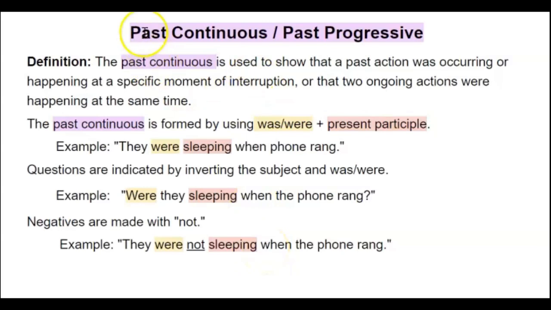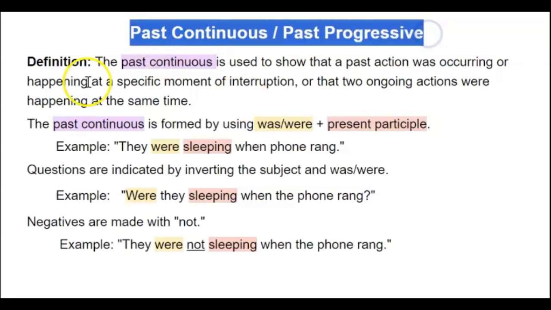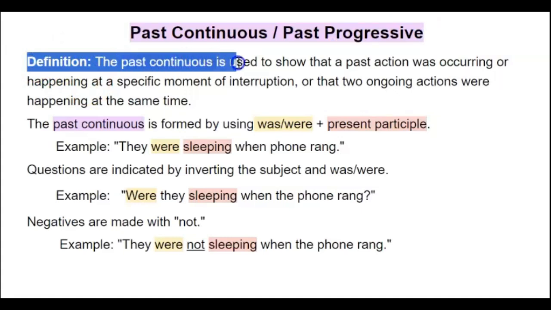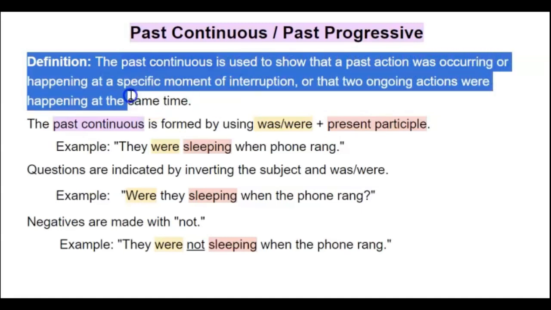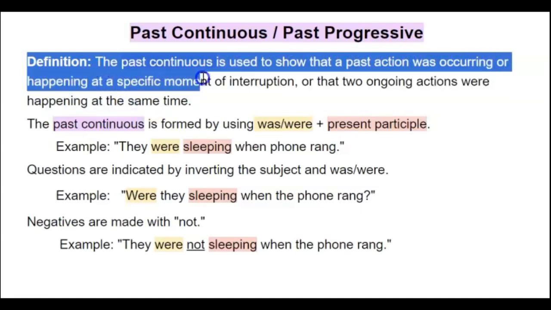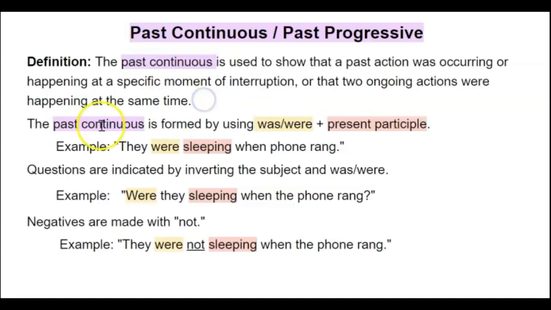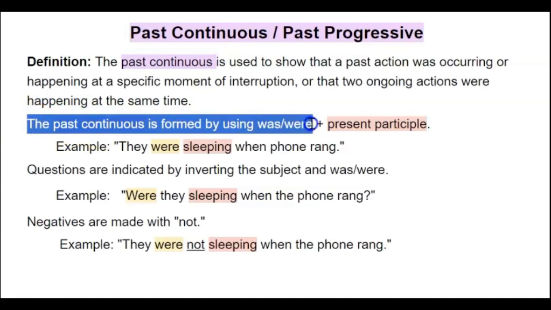In this video, we're going to examine the past continuous, also known as the past progressive. It is a form of the past tense. The past continuous is used to show that a past action was occurring at a specific moment of interruption, or that two ongoing actions were happening at the same time.